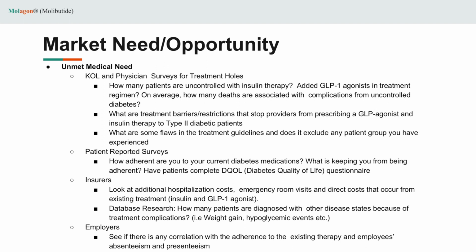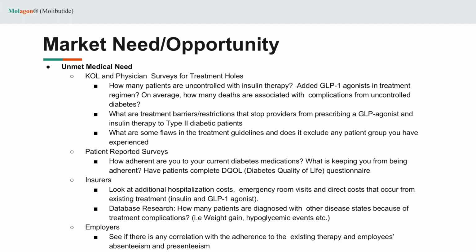We could also use patient-reported surveys to ask if they have been adherent to their medications and what is stopping them from being adherent. We can also see how they feel about, especially with their quality of life with current treatment regimens. With this data, this can help better understand how patients feel about their current treatments and if a better treatment is needed.